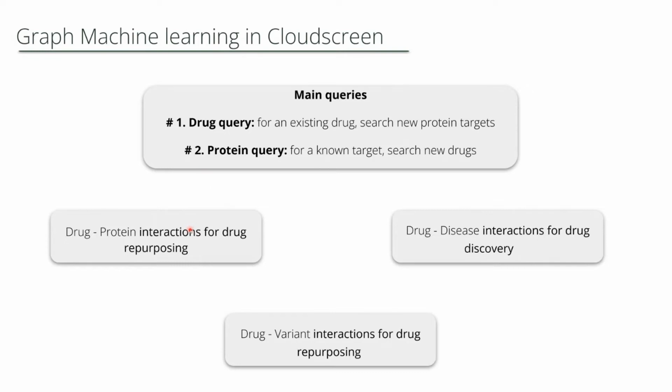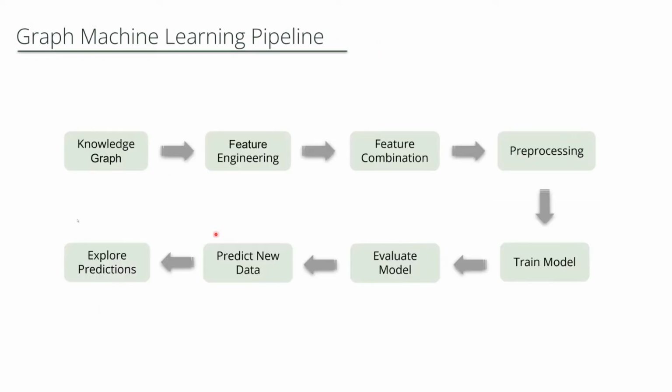The results of those queries are mainly guided by molecular docking results. So the graph-based machine learning is used complementary to the docking calculations. These two technologies combine the molecular and topological features to provide and integrate highly accurate predictions. CloudScreen applies graph machine learning for link prediction in order to identify probable drug-protein interactions, drug variant interactions, and drug disease interactions. The steps for the proposed graph-based machine learning pipeline are the following.